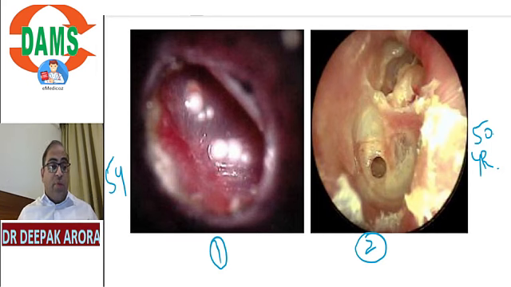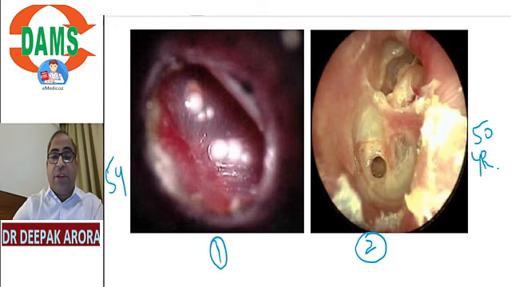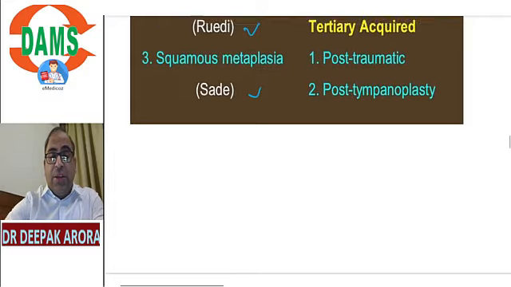So beta, slide number 1. I am waiting for a response in the chat box. Very good, Dr. Suprit, excellent. The first is congenital cholesteatoma. Slide number 2 is your secondary cholesteatoma. Dr. Shreya, no, it is not CSOM, it is secondary cholesteatoma in slide number 2. Slide number 1 is pearly white. That's very good. The best answer comes from Dr. Divya: the first slide is congenital, and the second slide is your secondary cholesteatoma. Clear? These are the important points.